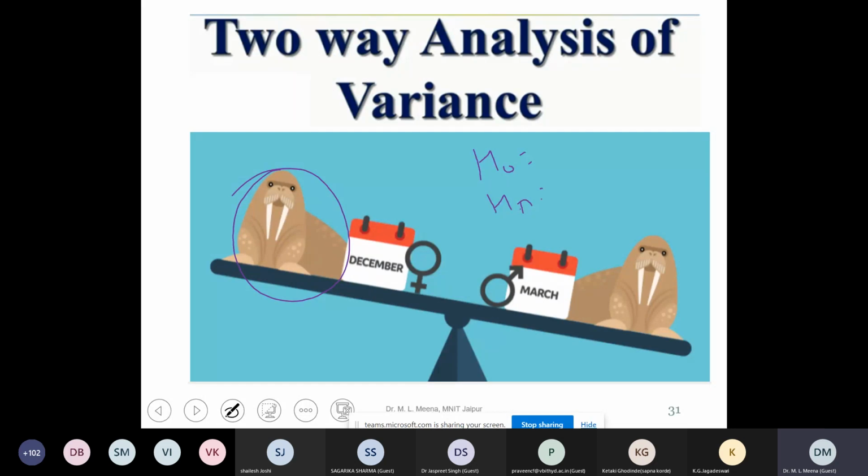The second pair of hypotheses: the means of the gender groups are equal. Alternative: the means of the gender groups are different. And the third pair of hypotheses: there is no interaction between the month and gender. Or the alternative hypothesis: there is interaction between the month and gender. So this is the idea about the two-way analysis of variance.